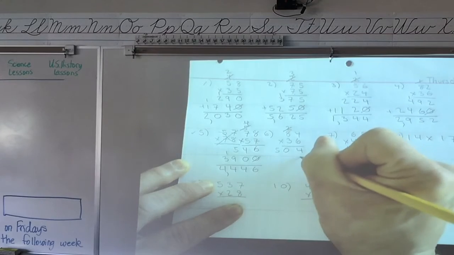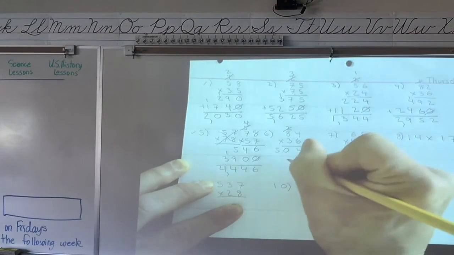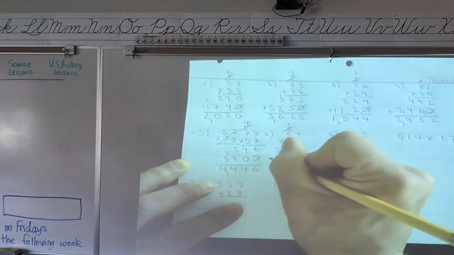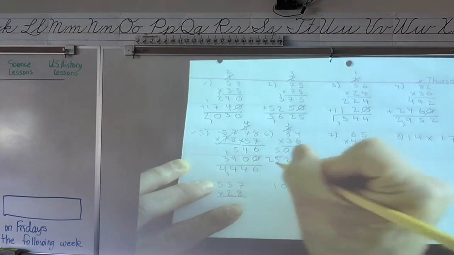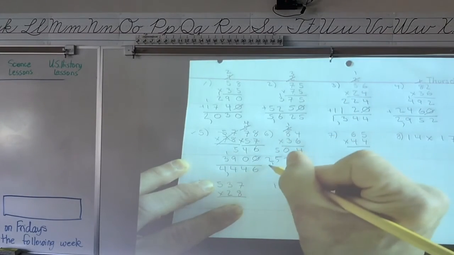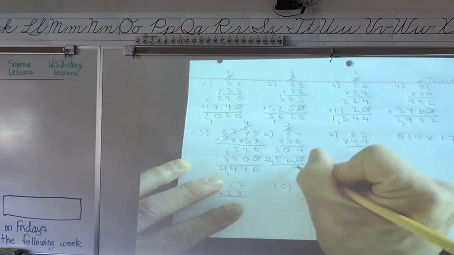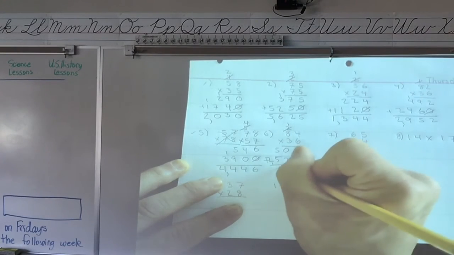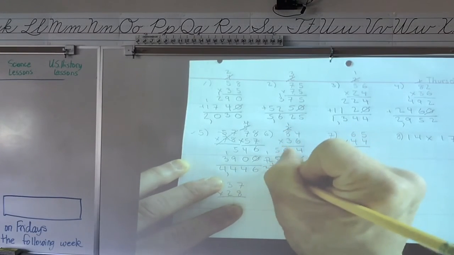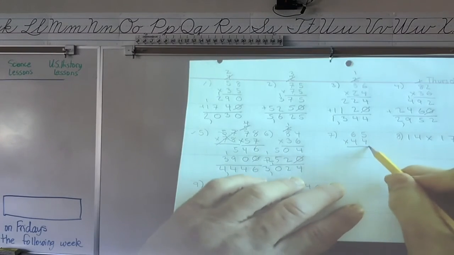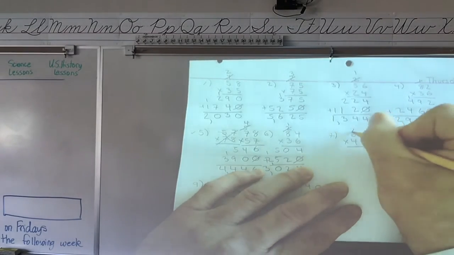cross it off, shift, 3 times 4 is 12, 3 times 8 is 24, and 1 is 25. We're going to add them up. 4, 2, 3. 3,024.